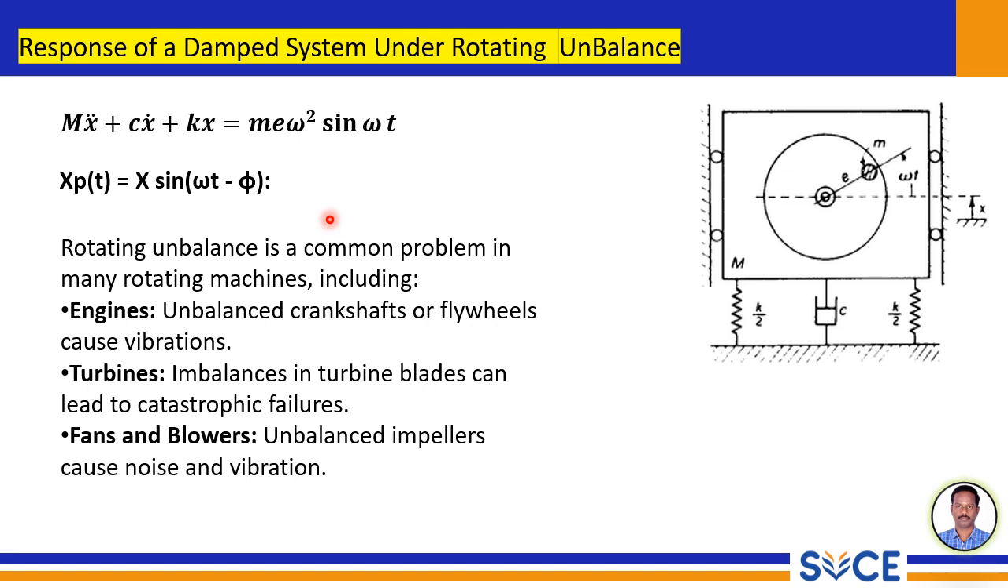A common problem in many rotating machines is rotating unbalance, which includes engines. Unbalanced crankshafts or flywheels cause vibrations. Turbines. Imbalances in turbine blades can lead to catastrophic failures. Fans and blowers. Unbalanced impellers cause noise and vibration.